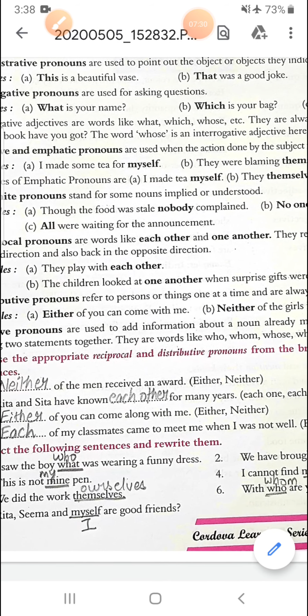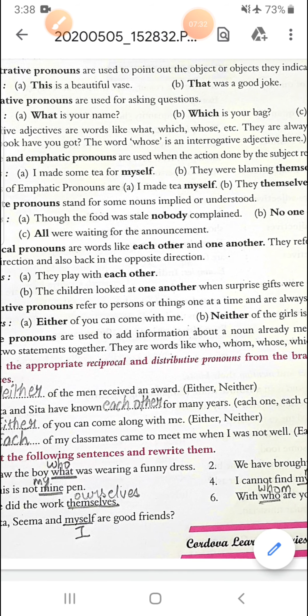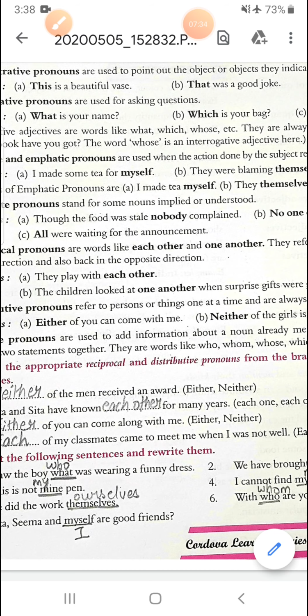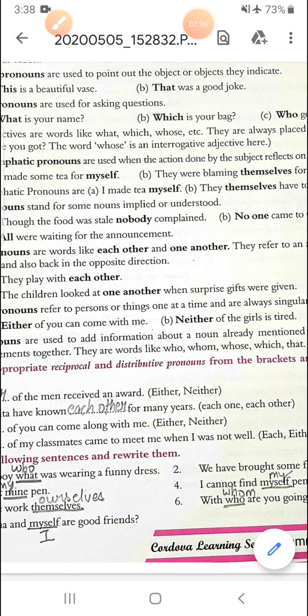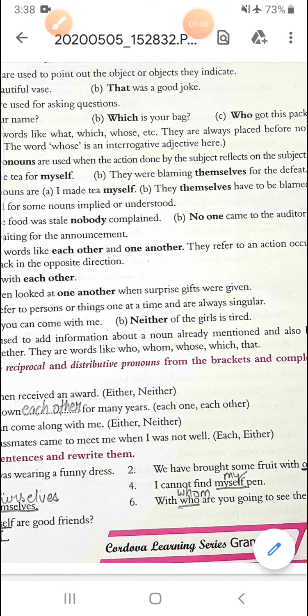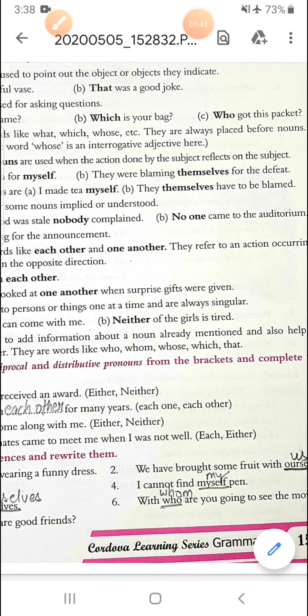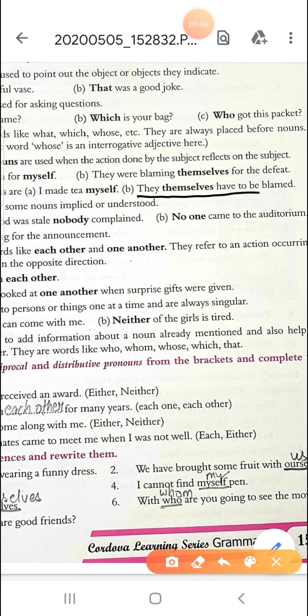Again you can see, I made some tea for myself. This is an example of reflexive. I made tea myself. Here emphasis is getting. Then they themselves have to be blamed. This is an example of emphatic. They themselves. With they, themselves is used because it is plural.